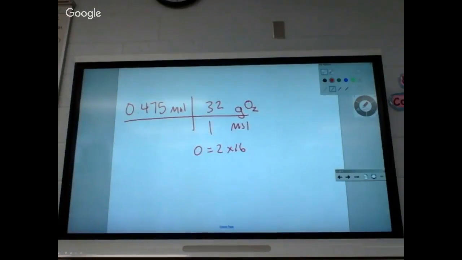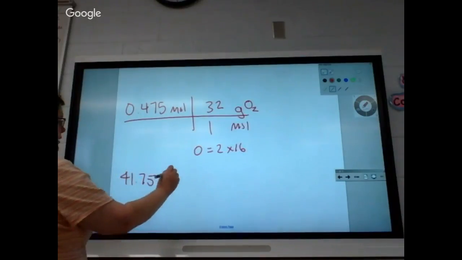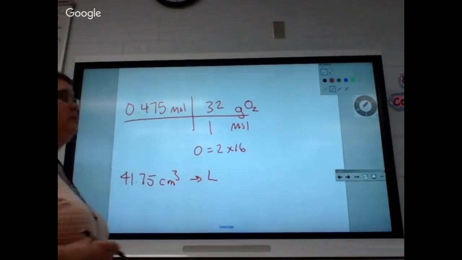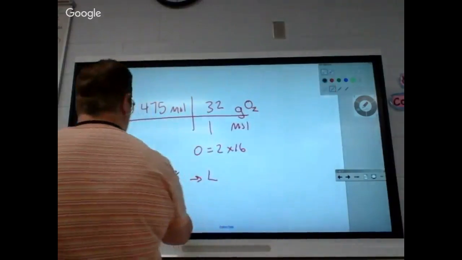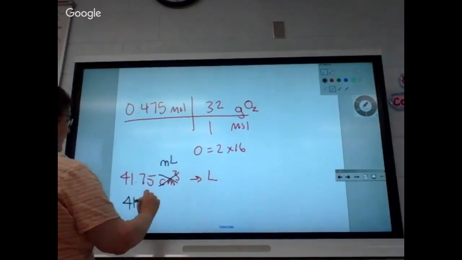What did you say number 7 was? 6.33 times 10 to the 4th. So 63,000 something. Can you do number 4? All right. Number 4 is 41.75 centimeters cubed. You're changing it to liters. What do you know about centimeters cubed? Same thing as milliliters. All right. That's the same thing. So 41.75 milliliters.